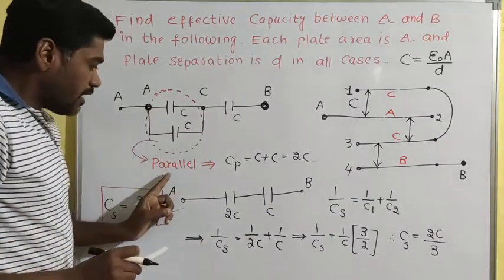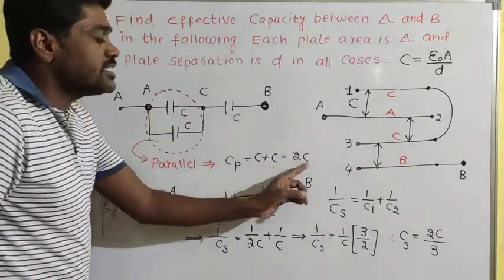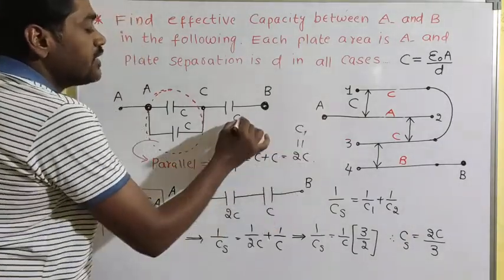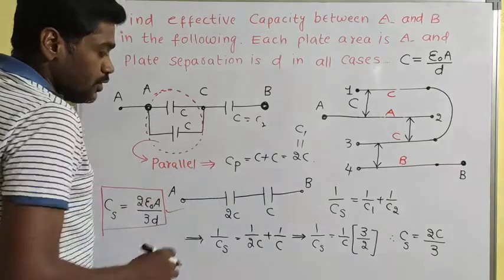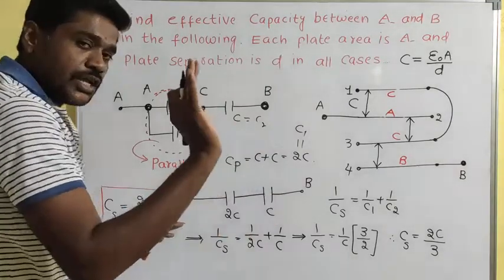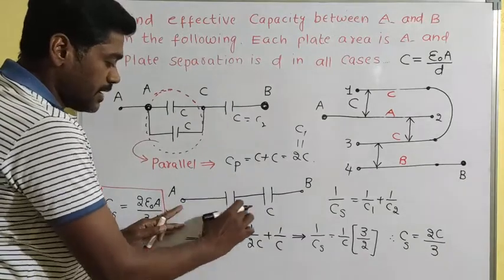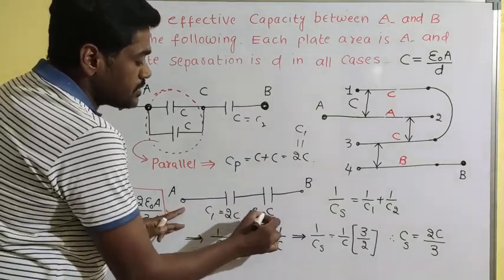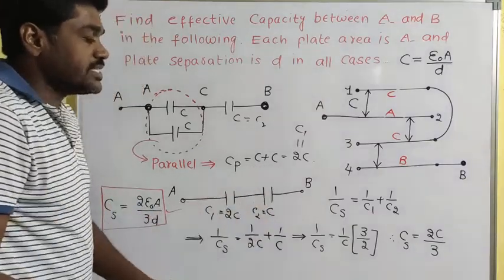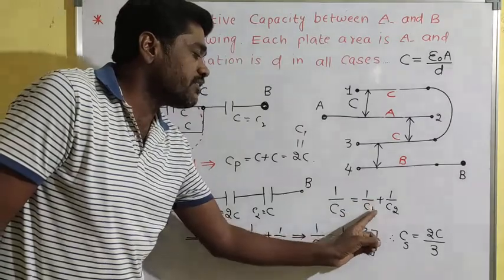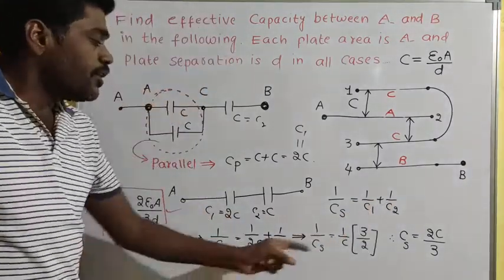When both are in parallel, Cp is equal to C plus C, which is 2C. This 2C you call C1, and this you call C2. Now the new diagram becomes A to B, and remove the C. The first capacitor C1 is equal to 2C, and the second capacitor C2 is equal to C. Both are in series. You take the series effective formula: 1 by Cs is equal to 1 by C1 plus 1 by C2. After simplifying, you get the answer.